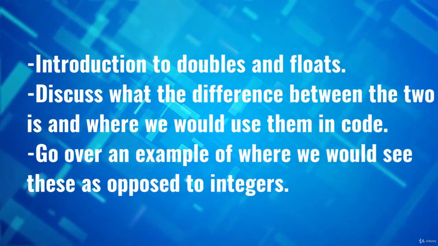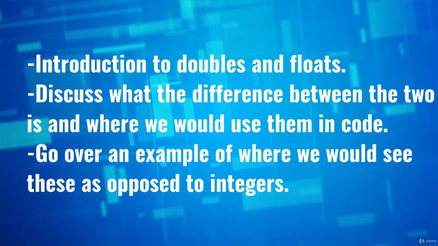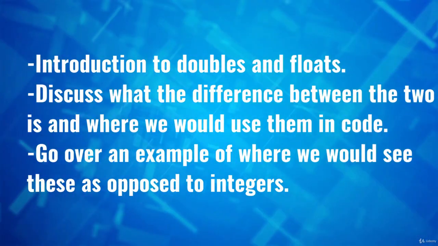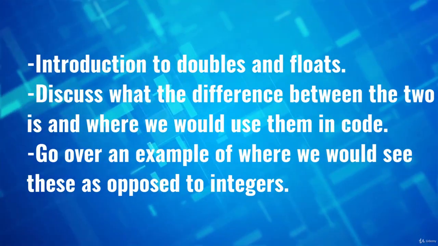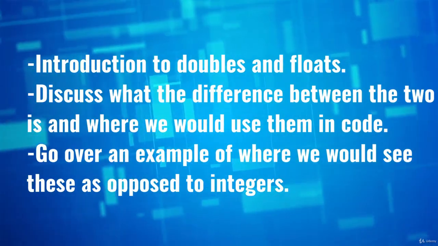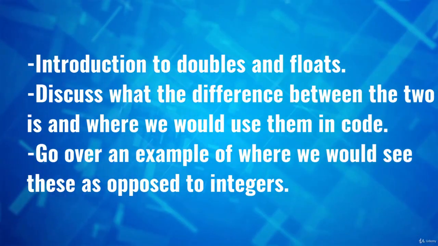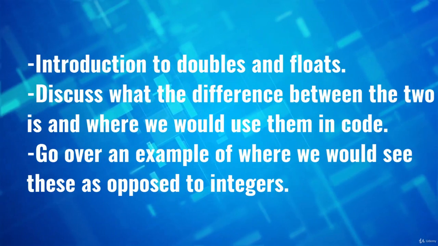Okay, so this is going to be our intro to doubles and floats. We just finished looking at integers, and now we're going to look at a couple of different number types. Our main focus will be on discussing the difference between floats and doubles and where we would use them in code. We're also going to go over a real-life example of where we'd see floats and doubles and where we would use these as opposed to integers.